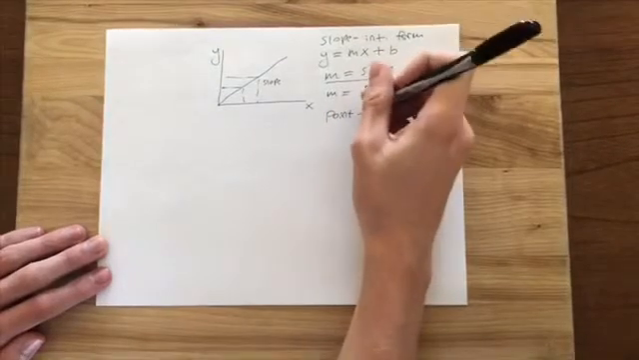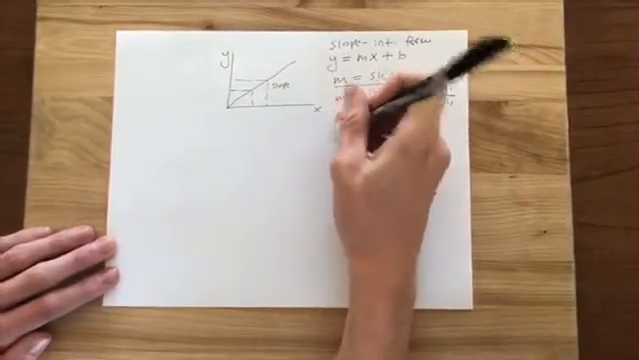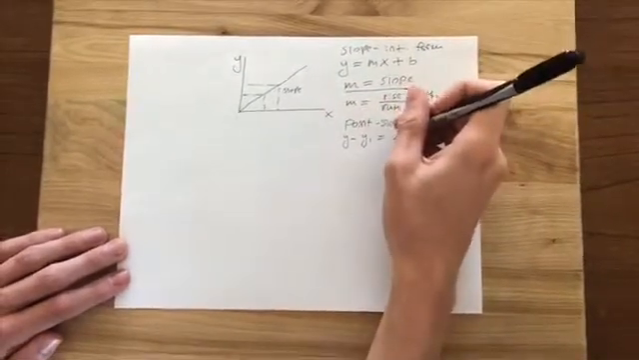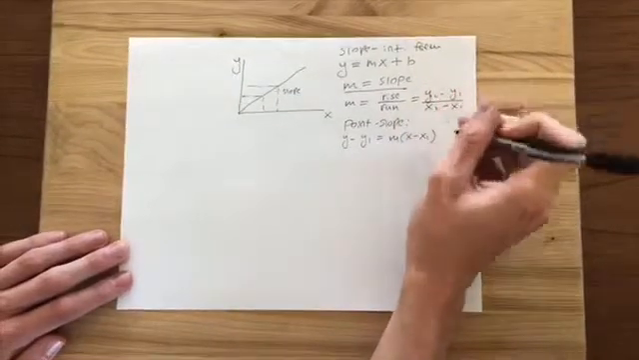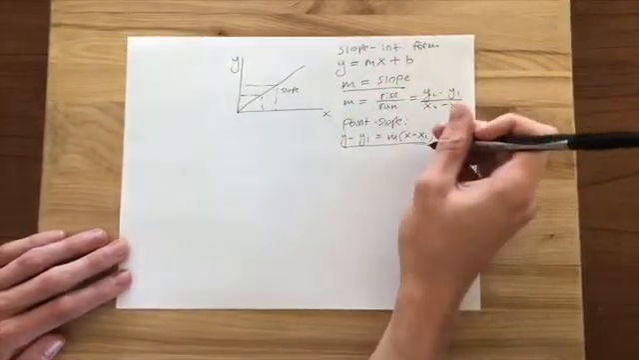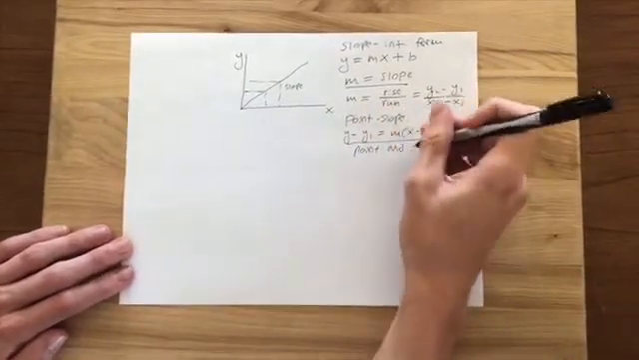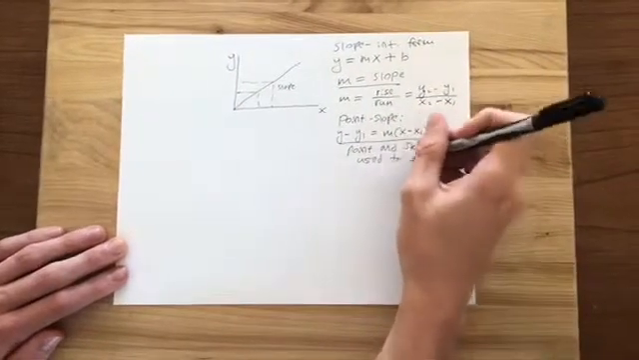There's also point-slope form, which is another way to express a line. It's y minus y1 equals m times x minus x1. You can use this if you have a point that exists on the line and you have the slope m, and then you can write the equation for the line.